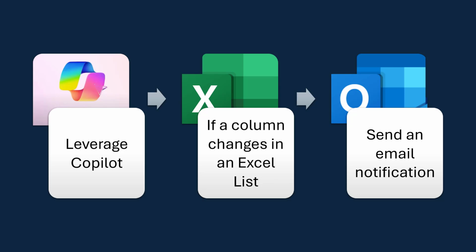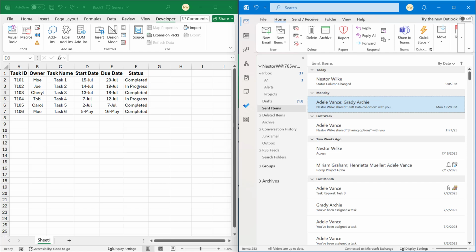In this tutorial, we'll take a look at how we can leverage Copilot to write the VBA script for us. If a column changes in an Excel list, we want to go ahead and send an email notification. Now, this was actually a request from one of my clients, and I got it to work using these three applications. So I wanted to take the time to share this with you. Before we actually create this, I want to show you how this is up and running.